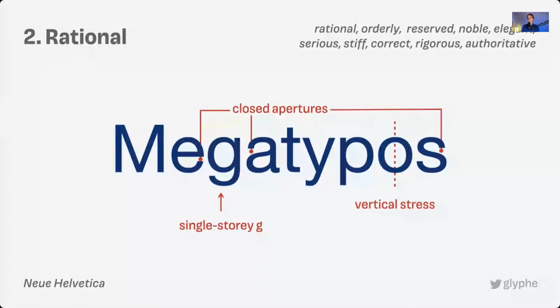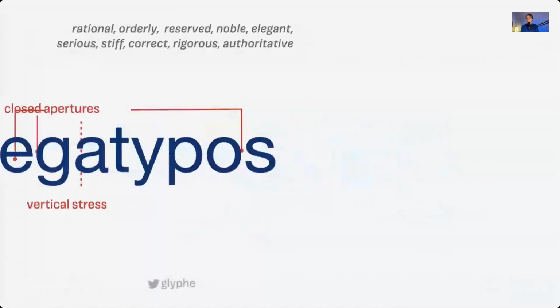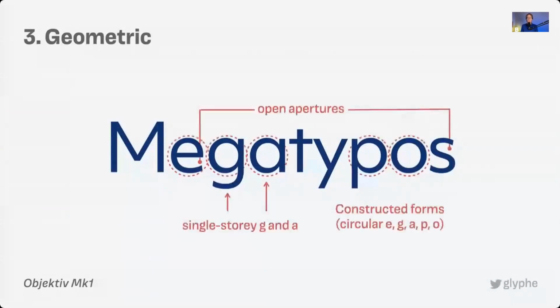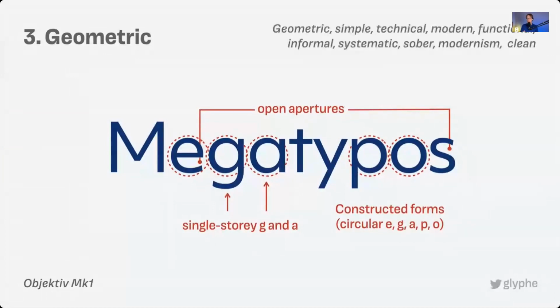And then when I take a look at the geometric, which would be a Futura, for example. Here it's an objective by Dalton Maag. Super, super constructed forms. Circular A, G, P, O, whatever. So you see these are very, very constructed forms. Single-story A, single-story G, open apertures most of the time. So this also has a very different vibe from its form model, which then would be translated to simple, technical, modern, functional, maybe sometimes also informal, cooler, systematic, sober, or modernistic, clean.